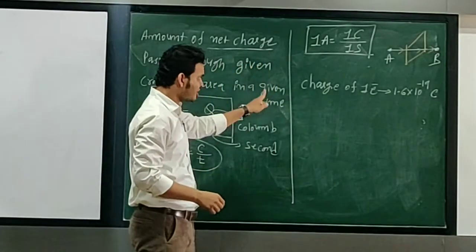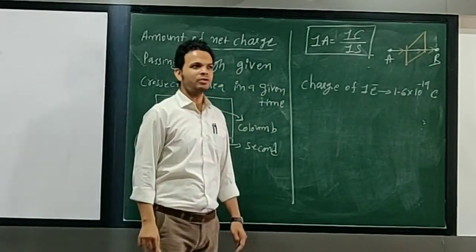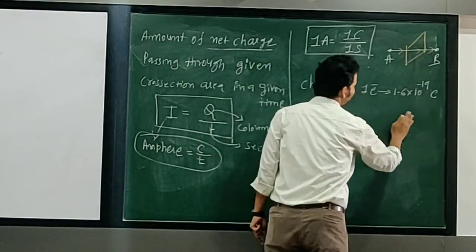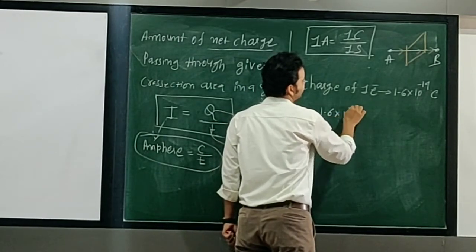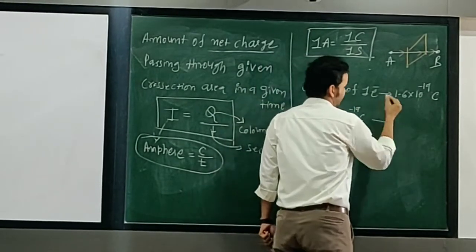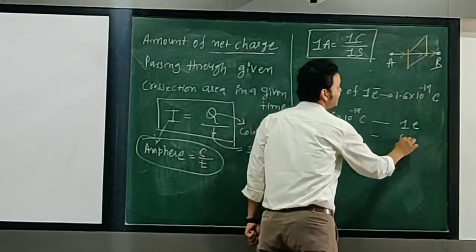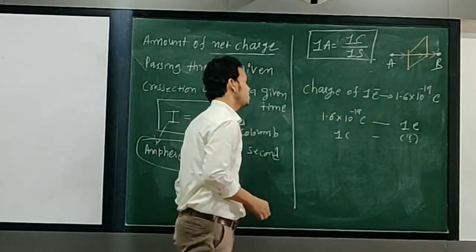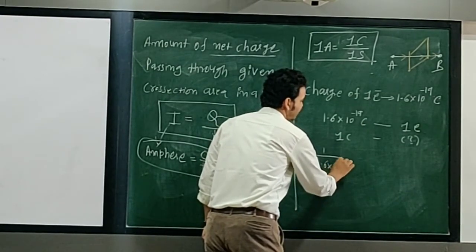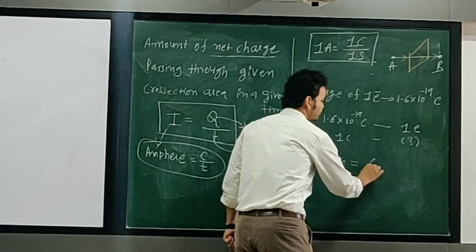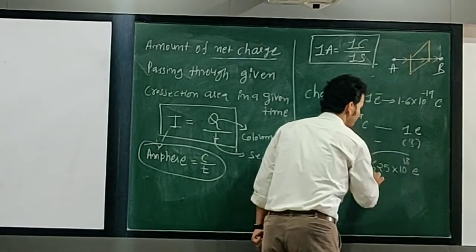Okay, so here the charge of one electron is 1.6 into 10 to the power minus 19 coulomb. So we can say by simple mathematics that 1.6 into 10 to the power minus 19 coulomb is 1 electron. Then 1 coulomb is how many electrons? So by simple cross multiplication, it is 1 divided by 1.6 into 10 to the power minus 19. So it comes to 6.25 into 10 to the power 18 electrons.